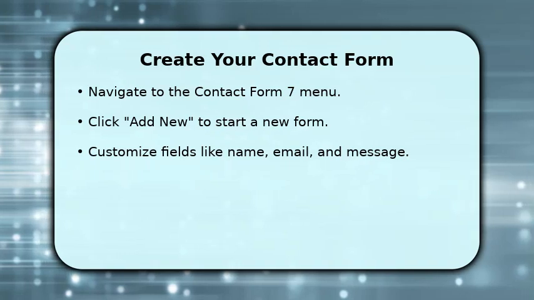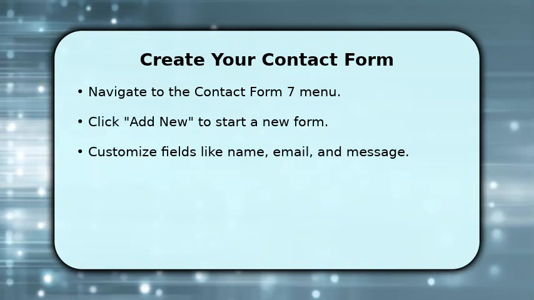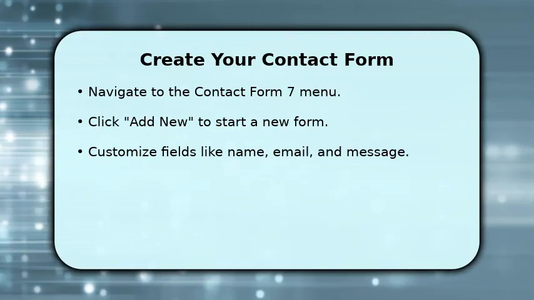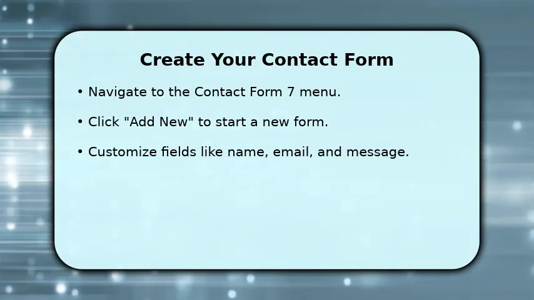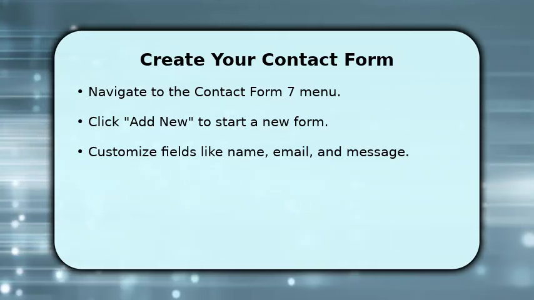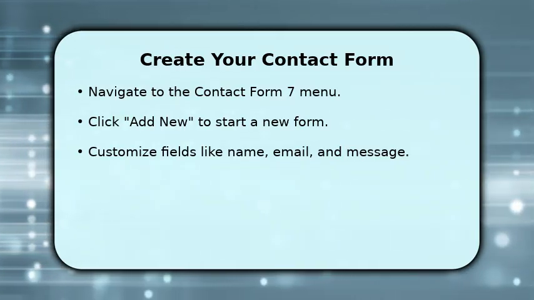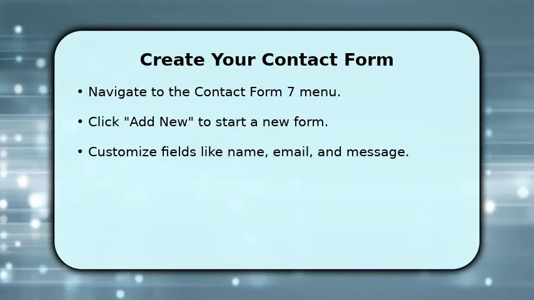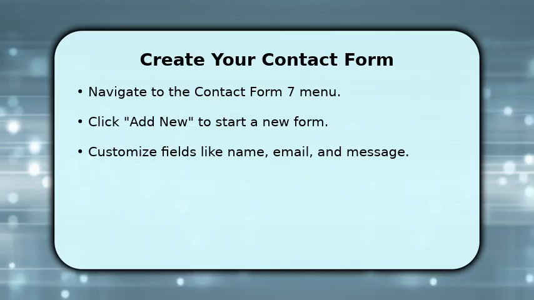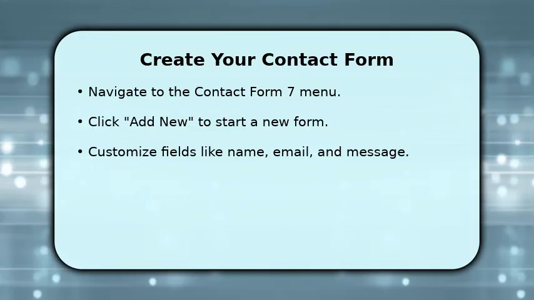To begin, go to the Contact Form 7 section in your WordPress dashboard. Click on Add New to create a brand new contact form. You can easily customize the default fields, adding or removing elements like text areas for messages, email fields, or checkboxes. Once your form is designed to your liking, click Save to generate a unique shortcode for it.